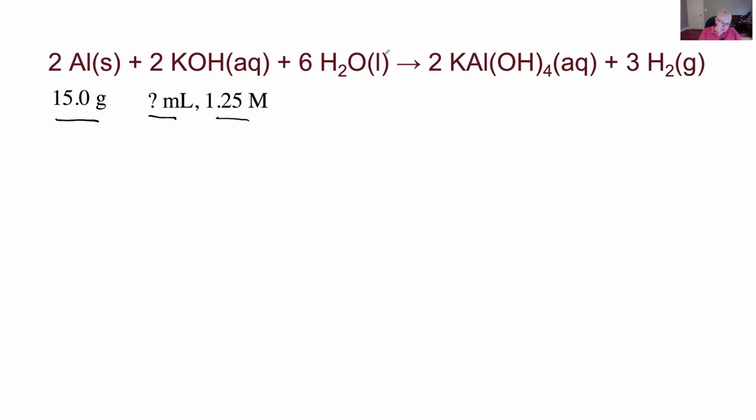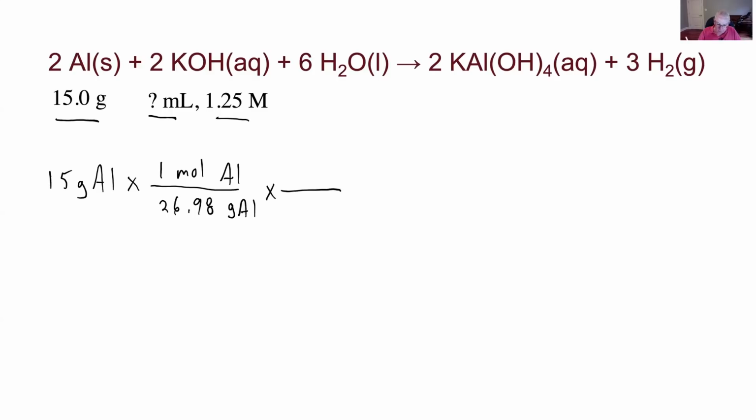So if I look at that, I'm going to start with the thing I know. The thing I know is that I have 15 grams of aluminum. Okay, in this case, the solution is the thing I'm trying to find out about, so my molarity step is going to come at the end in this particular problem, right? Here I want to turn that into moles. So 1 mole is about 27 grams of aluminum, that's a mole of aluminum.